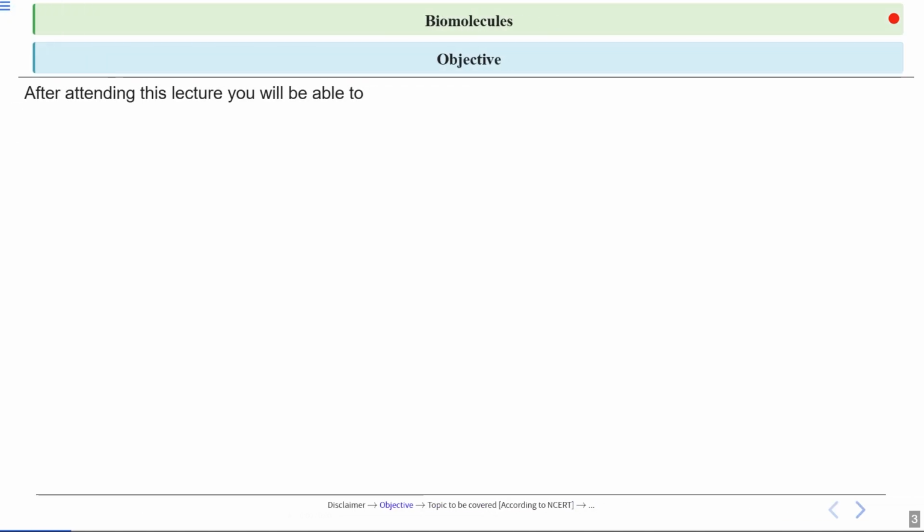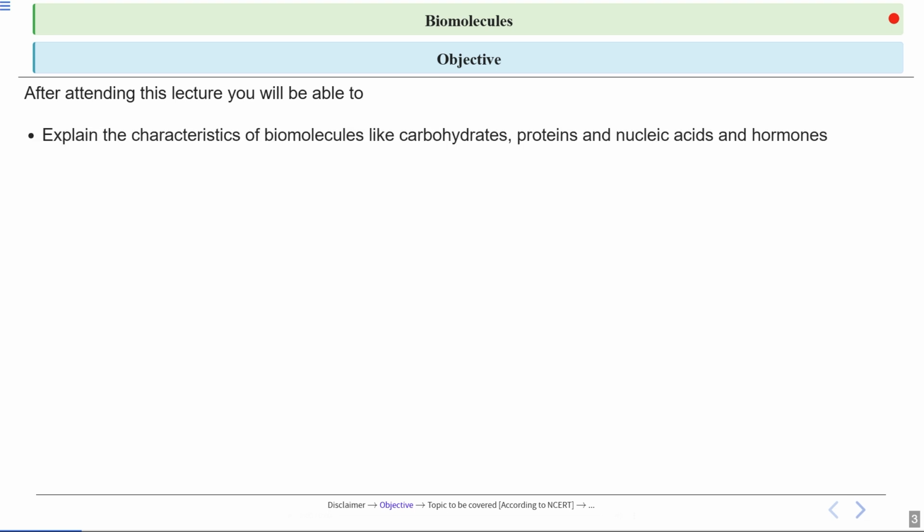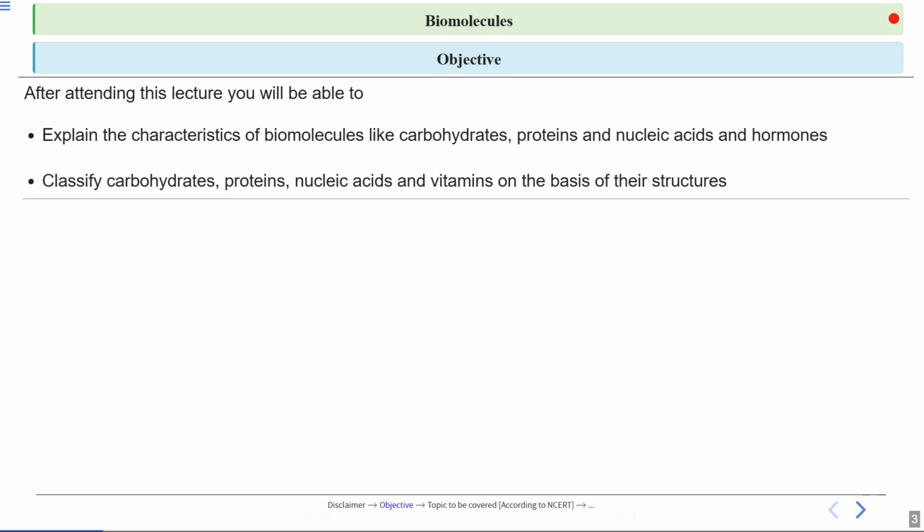So let us see the objective of today's lecture. Today we will explain the characteristics of biomolecules like carbohydrates, proteins, nucleic acids and hormones. And we will classify carbohydrates, proteins, nucleic acids and vitamins on the basis of their structures.